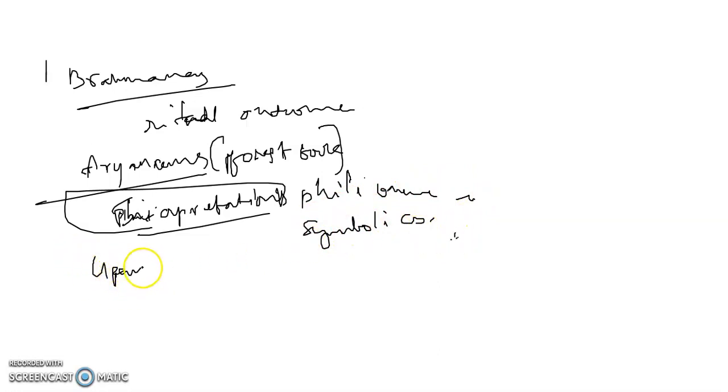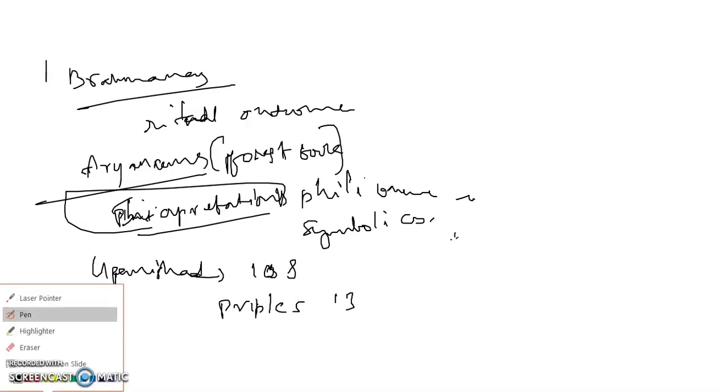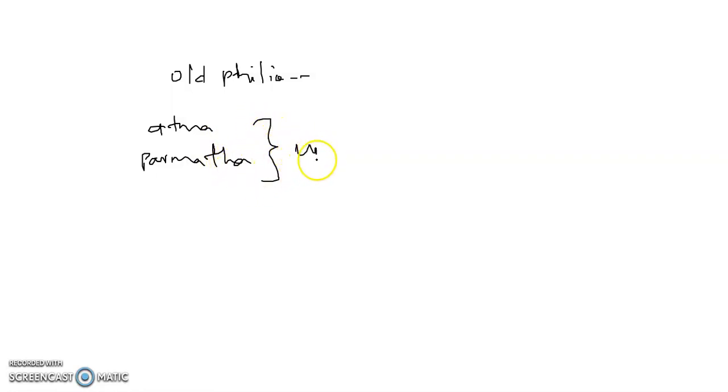Now what are Upanishads? Upanishads are mainly 108. Among those, the principal Upanishads are 13. Upanishads are mainly about old philosophy. As we say, some people are talking in old philosophy, right? This is based on Upanishads, such as Atma, Paramatma. All this comes under Upanishads. Now we discussed Samhita, Brahmana, Aranyaka, Upanishads.